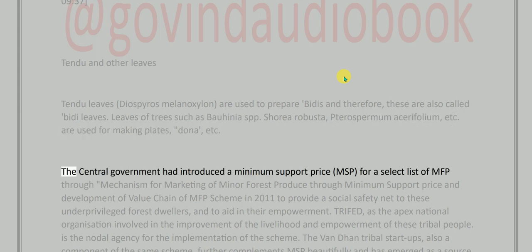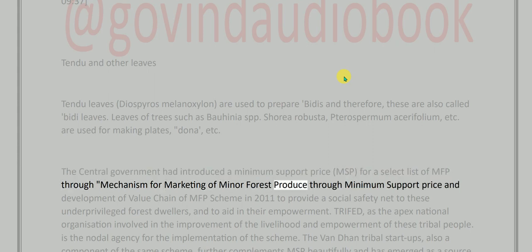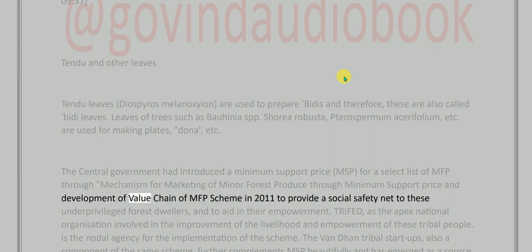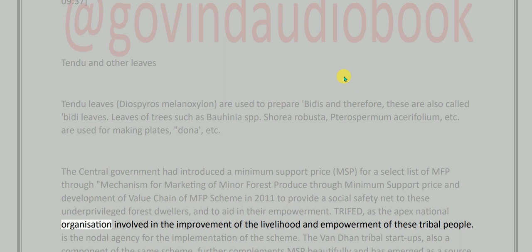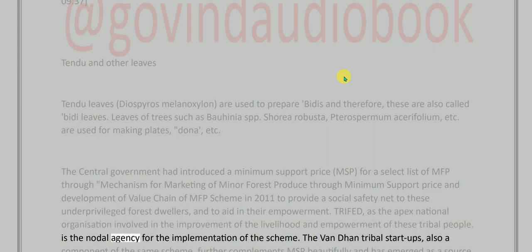The central government had introduced a minimum support price, MSP, for a select list of MFP through the mechanism for marketing of minor forest produce through minimum support price and development of value chain of MFP scheme in 2011, to provide a social safety net to these underprivileged forest dwellers and to aid in their empowerment. TRIFED, as the apex national organization involved in the improvement of the livelihood and empowerment of these tribal people, is the nodal agency for the implementation of the scheme.